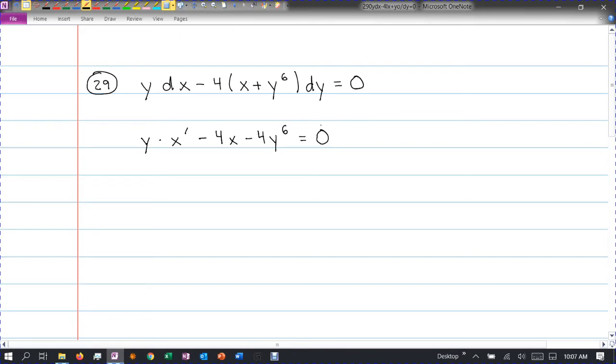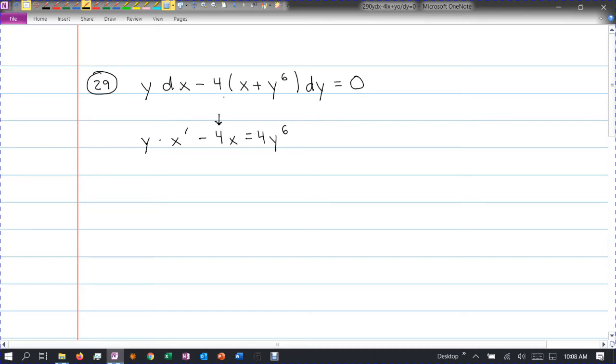So now what I need is a function of y in front of x prime, which I have. I need a function of y in front of x on the left side, and then some function of y on the right side. So I'm just going to move this 4y to the 6th to the right side, which makes it positive, so I'm just going to cheat here. There. And now I can see I have a function of y in front of x.